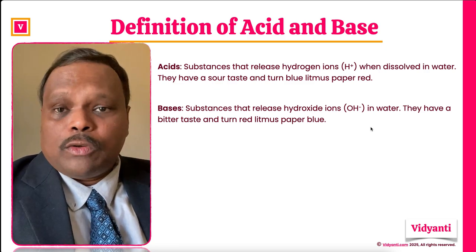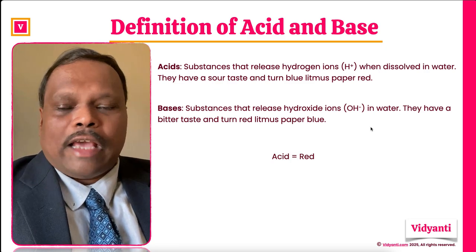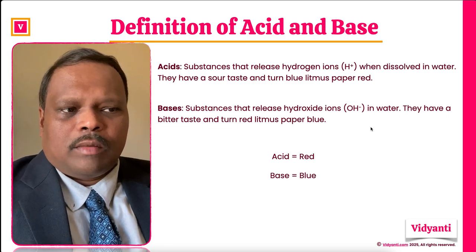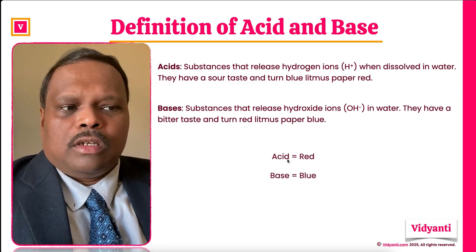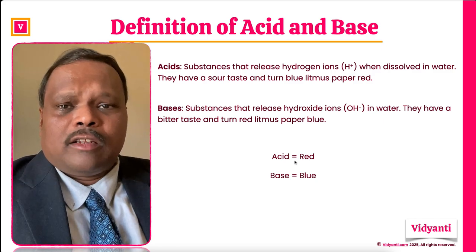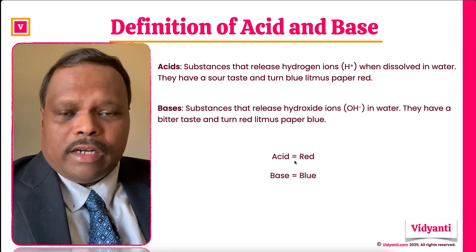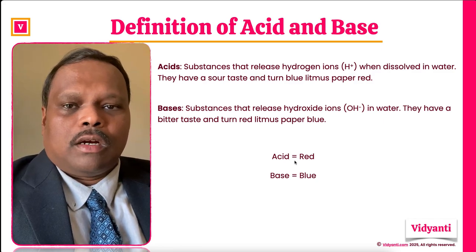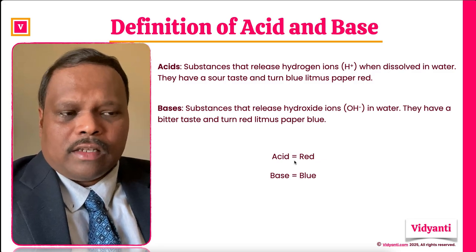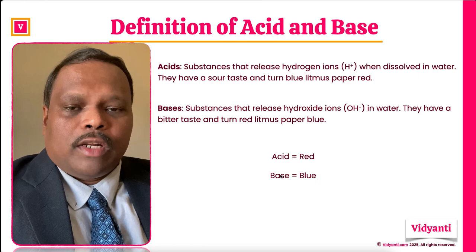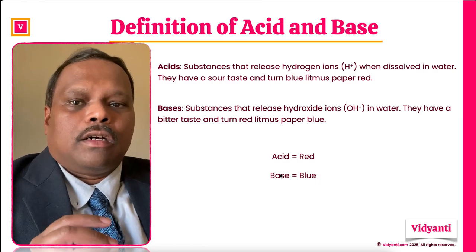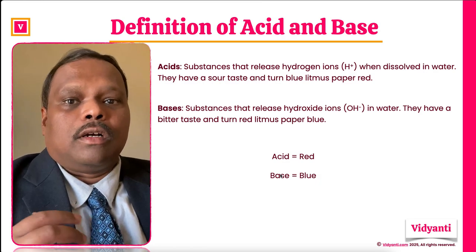Now, the best way to remember this is: acids are red, bases are blue. What do I mean by acids are red? In case of an acidic solution, red litmus paper will remain red and blue will become red. So in acid everything is red, and in base everything is blue. Blue litmus paper will remain blue and red litmus paper will also become blue.